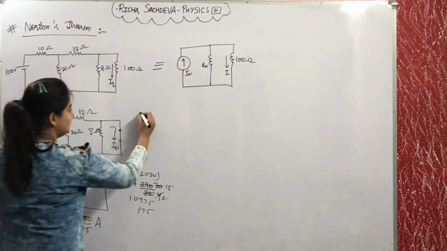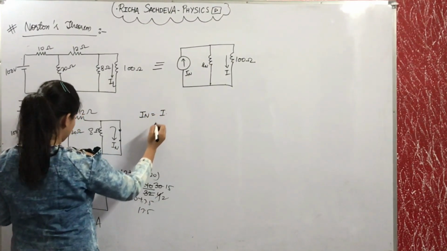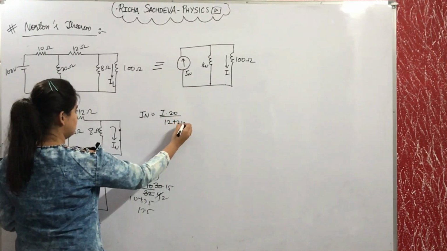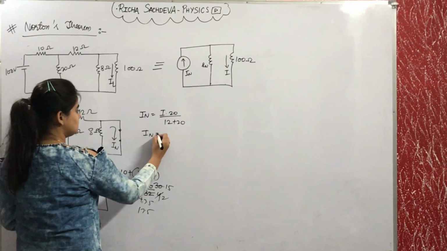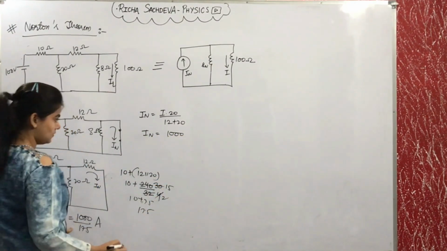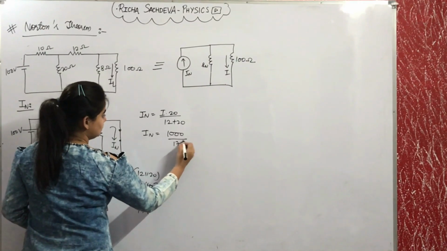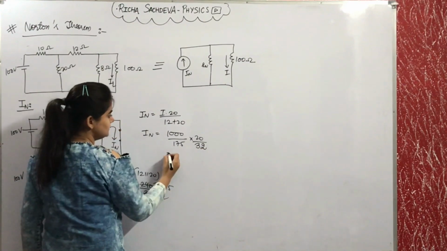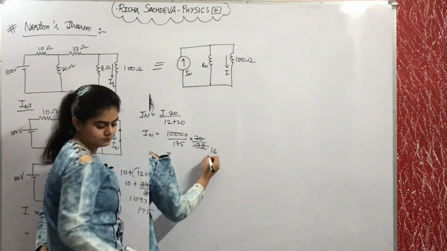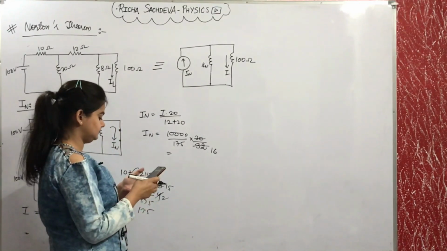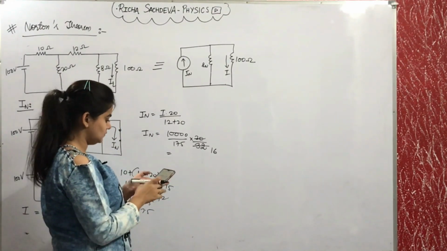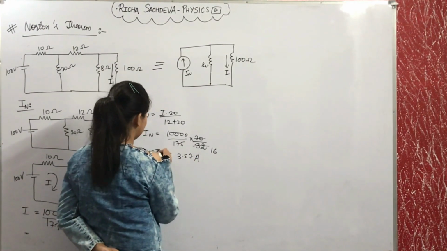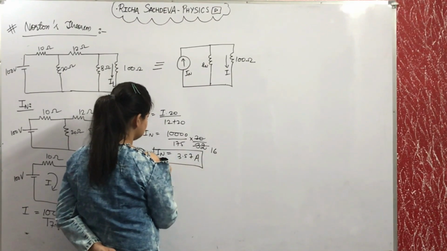So 100 upon 17.5, this becomes 1000 upon 175 ampere. So we need to calculate IN. IN will become I into the other resistance, that is 20, upon the sum of resistances, that is 12 plus 20. So IN is equal to 1000 upon 175 into 20 upon 32. So this becomes 3.57 ampere. The value of IN is 3.57 amperes.